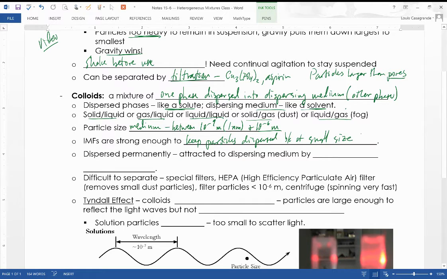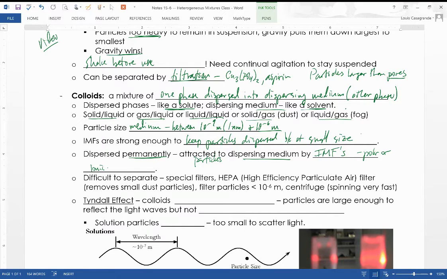And this is something that is going to be dispersed permanently. In other words, this would be something that you don't have to shake before using because those particles stay dispersed. So this would be something more like milk, which is a colloid. And the reason they stay dispersed permanently is because the particles are attracted to the dispersing medium by their intermolecular forces. And so we're usually going to have something polar or ionic on the particle that's going to allow it to be attracted to the liquid.